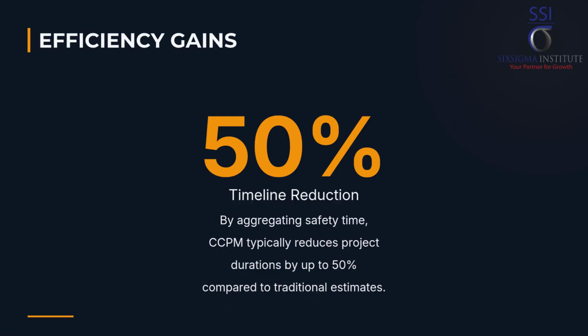CCPM forces accurate identification of resource constraints, leading to better planning for critical personnel. It also provides a robust defense against common variability, leading to significantly higher on-time delivery rates. By aggregating safety time, CCPM typically reduces overall project timelines by 20% to 50% compared to traditional estimates, as the inflated individual task padding is removed.